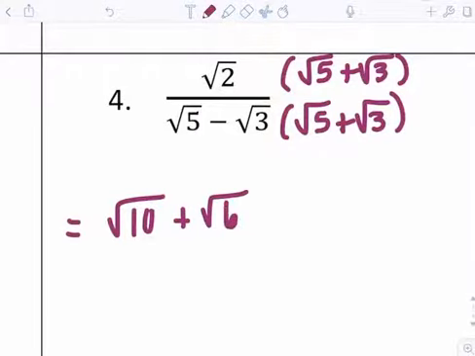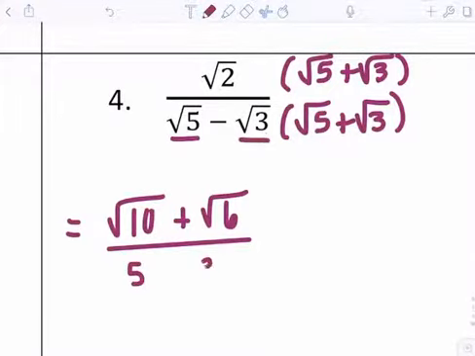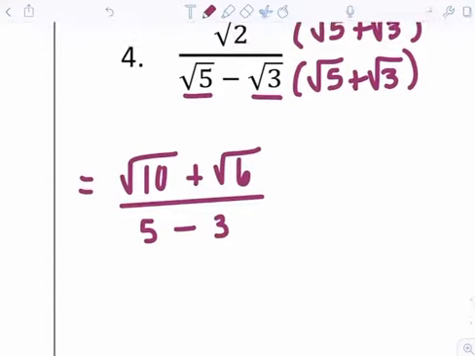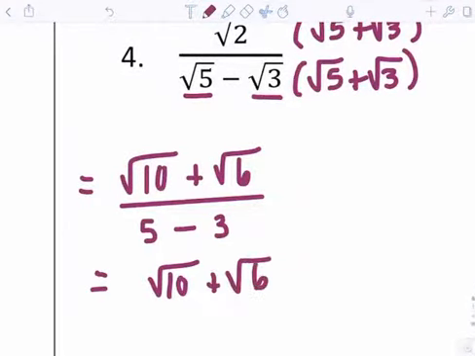square root of 6 over, I'm going to square this, right? So that just becomes 5. I'm going to square that. That just becomes 3. Tag subtraction in between. So I get root 10 plus root 6 all over 2.